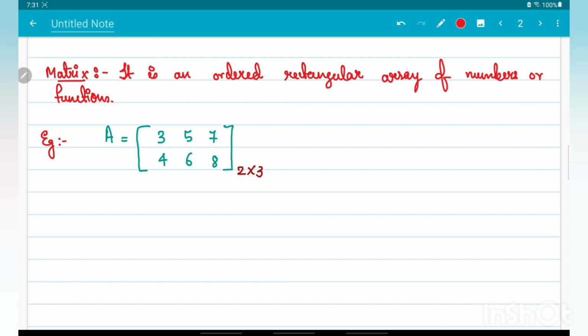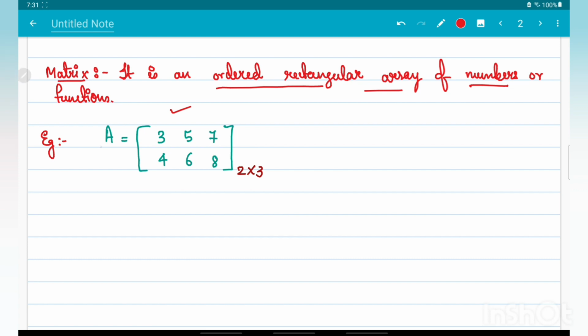So first, the definition of matrix. Now matrix is an ordered rectangular array of numbers or functions, or you can say it as a kind of arrangement of numbers and functions. Let me take an example. Suppose this is a matrix. Now matrix is one singular, and when there are many matrix you call it as matrices. Okay, so matrices is plural.